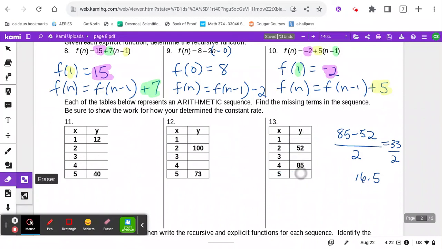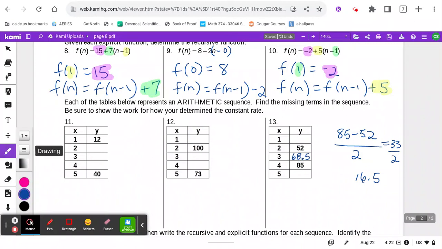By the way, all of these are arithmetic, meaning adding or subtracting, so keep that in mind. So from 52 up 16.5, so 52 plus 16.5, I'm getting 68.5 right here. And then if I take 68.5 plus 16.5, I get the 85 that's already there. So check, that sounds right. And then I do it one more time because they asked me to go past that one. So 85 plus 16.5, I'm getting 101.5.